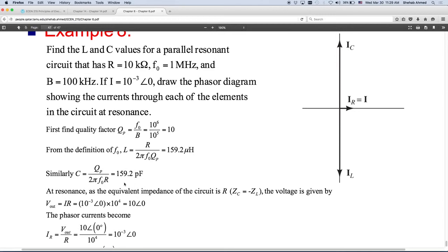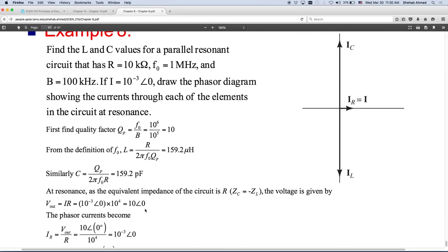But before that, I can also calculate my current. My total current at resonance is going to look like what? Since at resonance, my ZC and ZL are equal and opposite, they disappear, then my output voltage is equal to my current times the resistance. The current is given, 10 milliamps, angle 0. The resistance is 10 kilo ohms, 10 to the 4, so the output voltage is 10 angle 0.